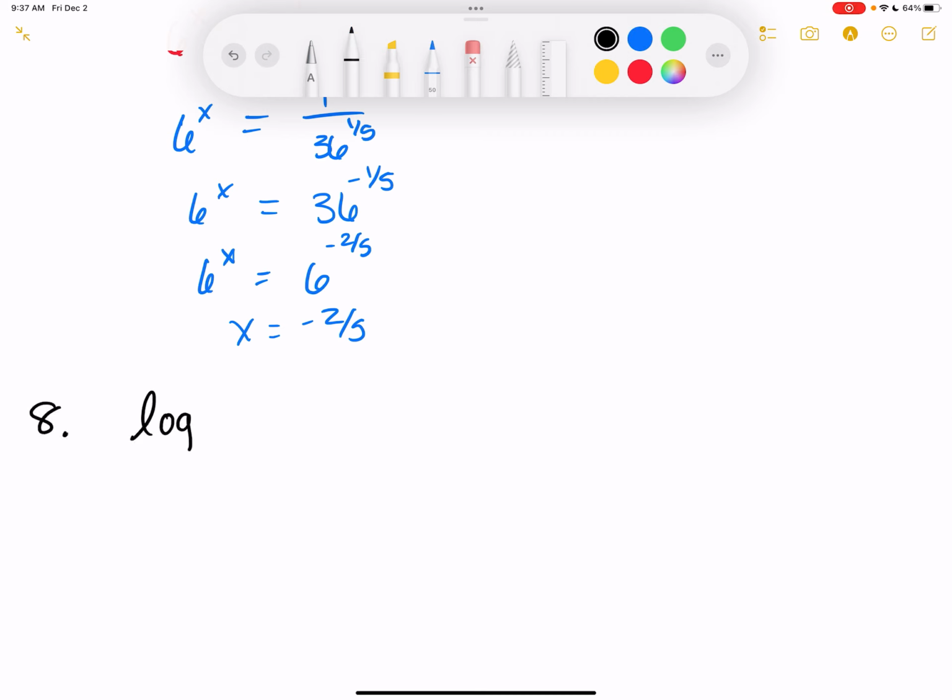Number 8. Log of 10,000. So what base is this? It's not written, so it has to be what? I wrote it in the base. It has to be 10. We talked about this right when we started. So there's an imaginary 10 that's there. This is the problem: a lot of times people forget that it was a 10 to start with. So it's 10 raised to what power? 10 raised to the x power.